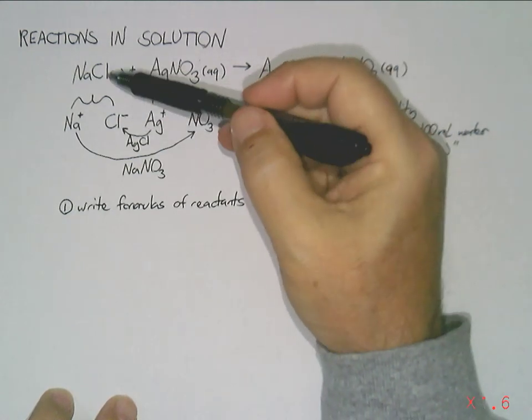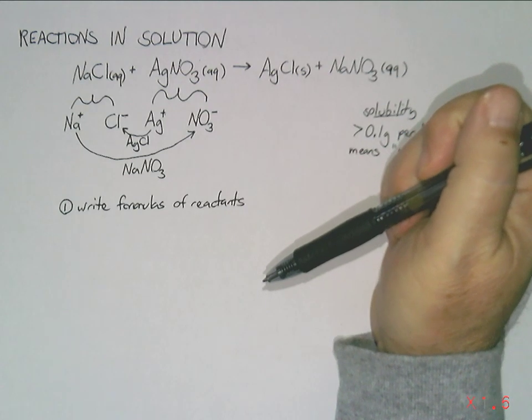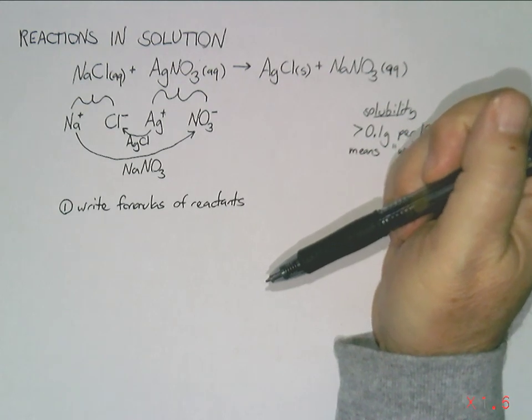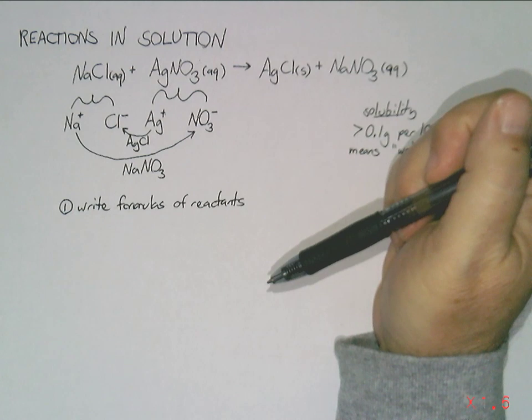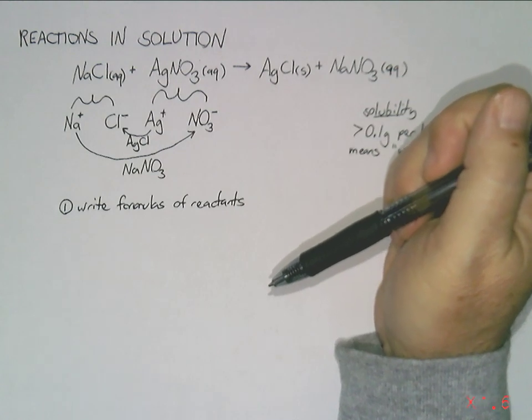So I had to write down the formula of the sodium chloride and the silver nitrate. If it's like question number 4 on your worksheet, they might just give me the names of those compounds, and then I have to write down the formulas. So you can see that this builds on to what we've done earlier.